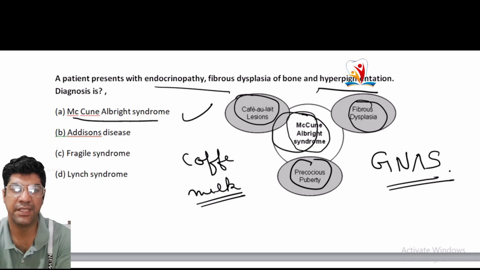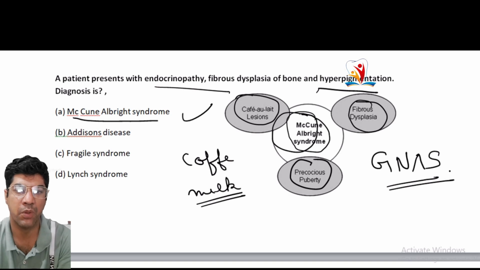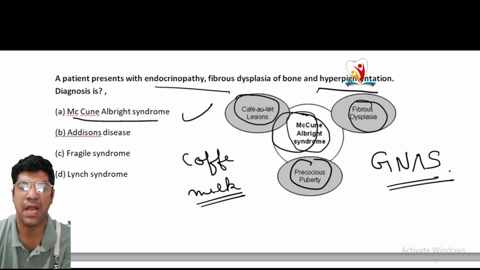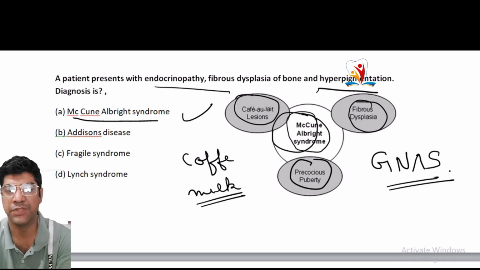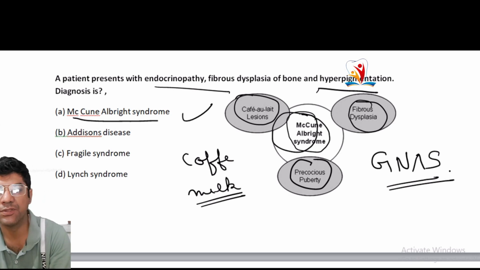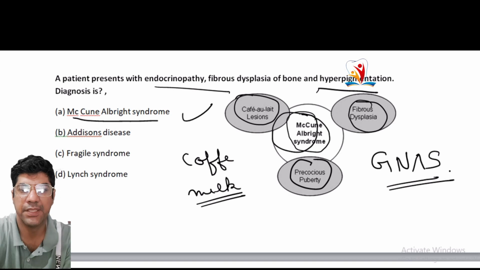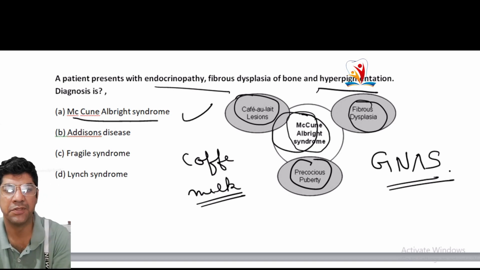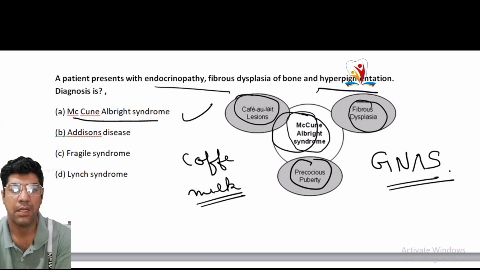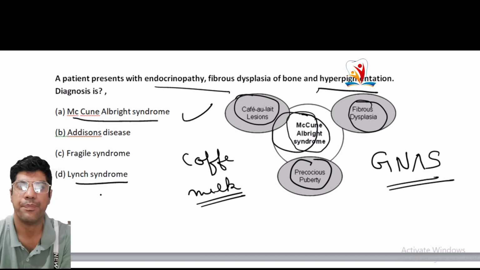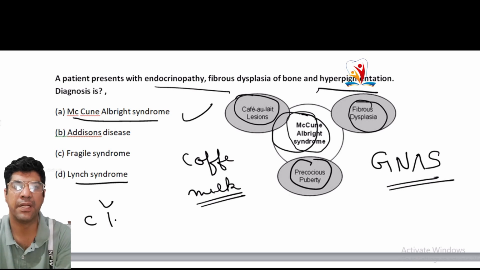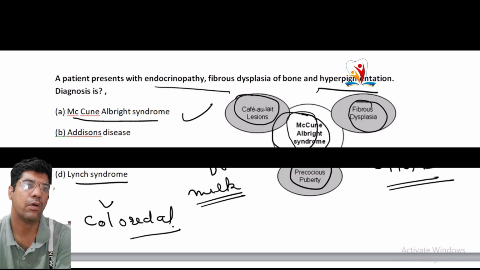Other options: Addison disease, it is the primary adrenal insufficiency disease, that is a disorder of the adrenal glands, when the glands do not produce enough hormones, particularly cortisol and aldosterone. That could lead to symptoms like fatigue, weakness, weight loss, low blood pressure, and hyperpigmentation. So hyperpigmentation is a feature of Addison disease that is not typically associated with the fibrous dysplasia of the bone. This Lynch syndrome, it is also known as hereditary nonpolyposis colorectal cancer. So here you will see colorectal cancer.